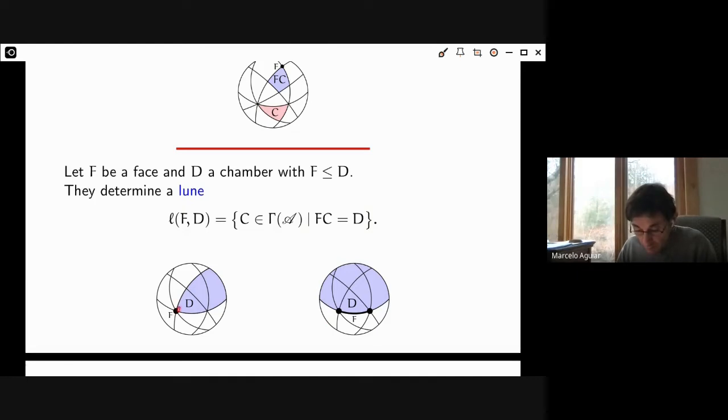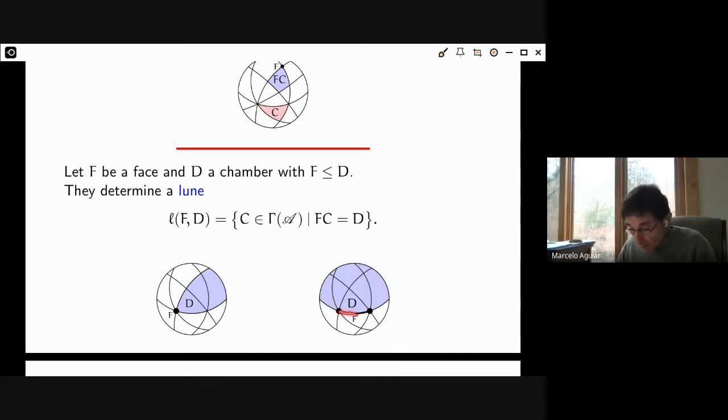So for example, in this case, the chambers C that satisfy this property, that are solutions to this equation, are D itself, and then this other chamber, and then that chamber, because if you walk from F to this chamber, say, the first one you're going to enter is D. That is expressing this fact that F times C is equal to D. So this loon goes from this vertex all the way to the antipodal vertex on the sphere. Okay, and that's the set of solutions.